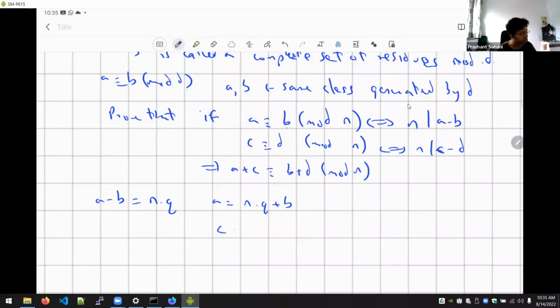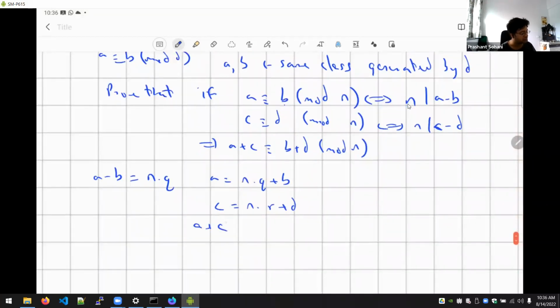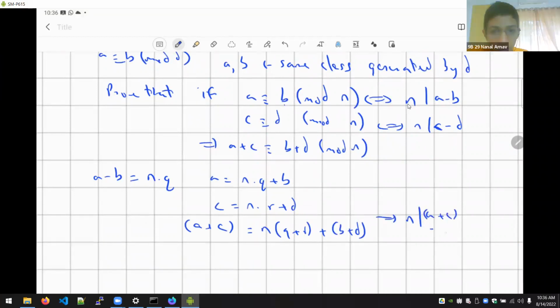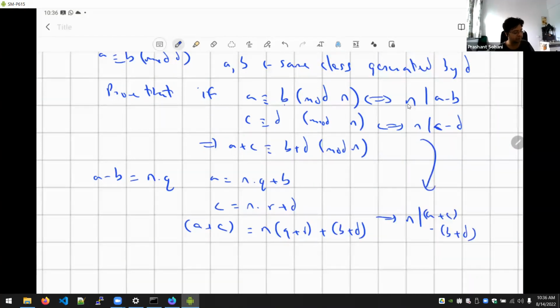Yeah. And the same way, you can write C is equal to n times some R plus D. And then you can just add the two together. You get A plus C is equal to n times (Q plus R) plus B plus D. And again, you can rearrange this back into the original form, that this is nothing but n divides the difference. And we can directly add: n divides A minus B and n divides C minus D. Yes, correct. You can directly add these two also, because if n divides this and n divides this, n will divide the sum, right? So A minus B plus C minus D, which is nothing but the same thing.